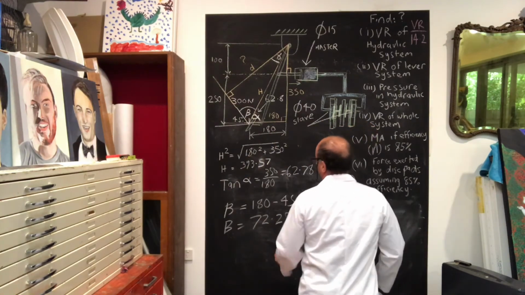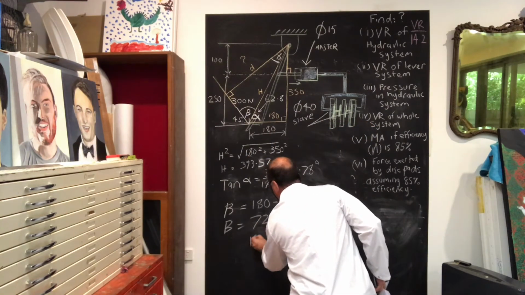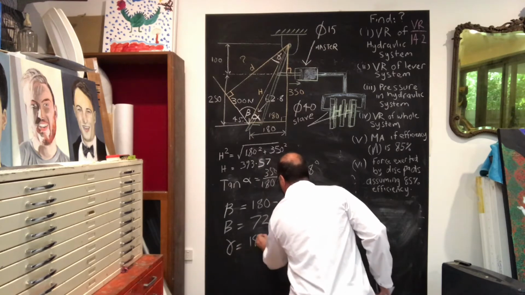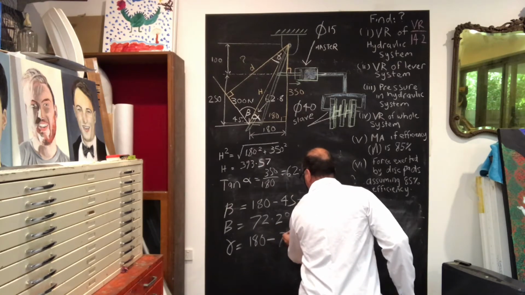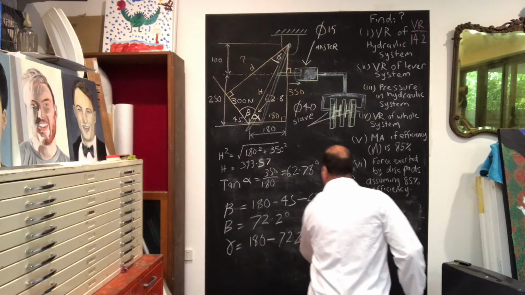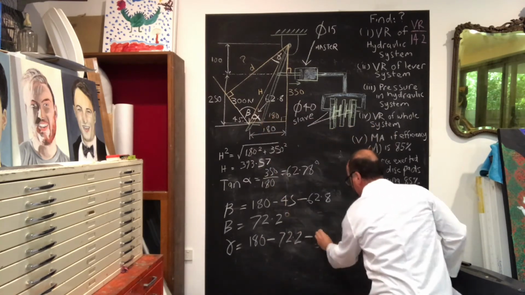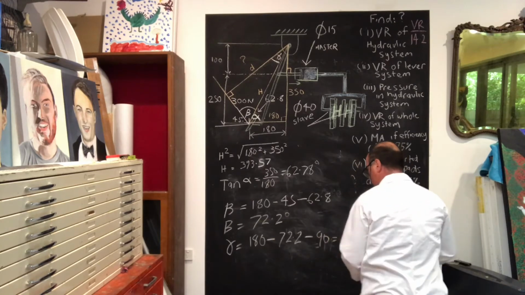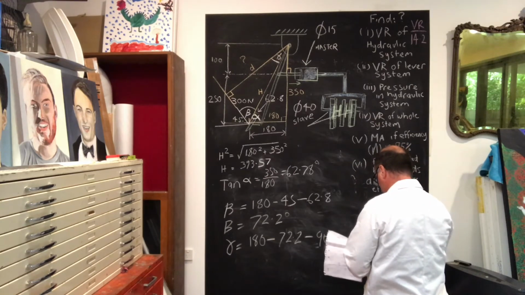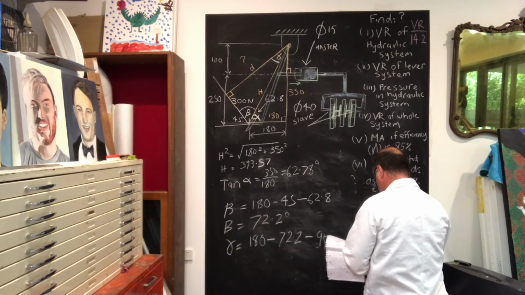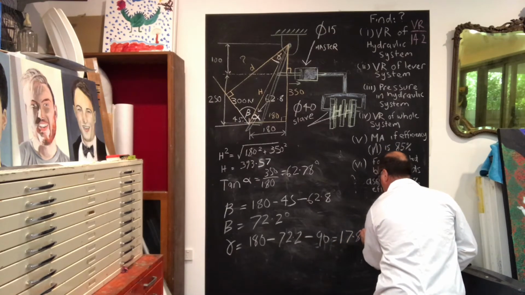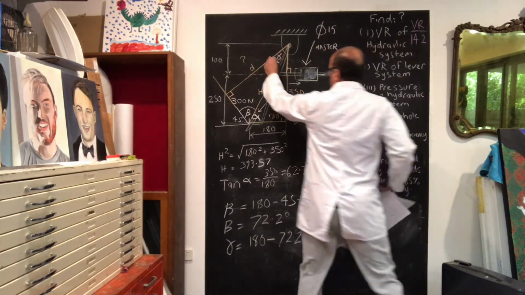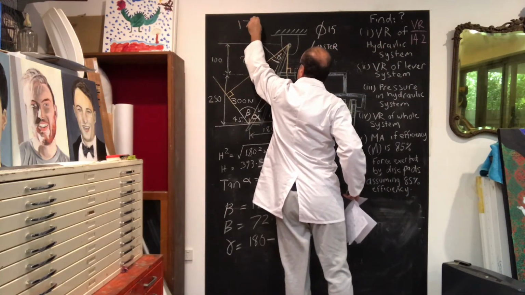So we can say that, we're trying to work out gamma, it's 180 minus our angle that we just calculated for beta, 72.2, minus the 90, and that's going to equal, 180 minus 72.2 minus 90, it's going to be 17.8 degrees roughly. So now we've got an angle up here of 17.8 degrees.